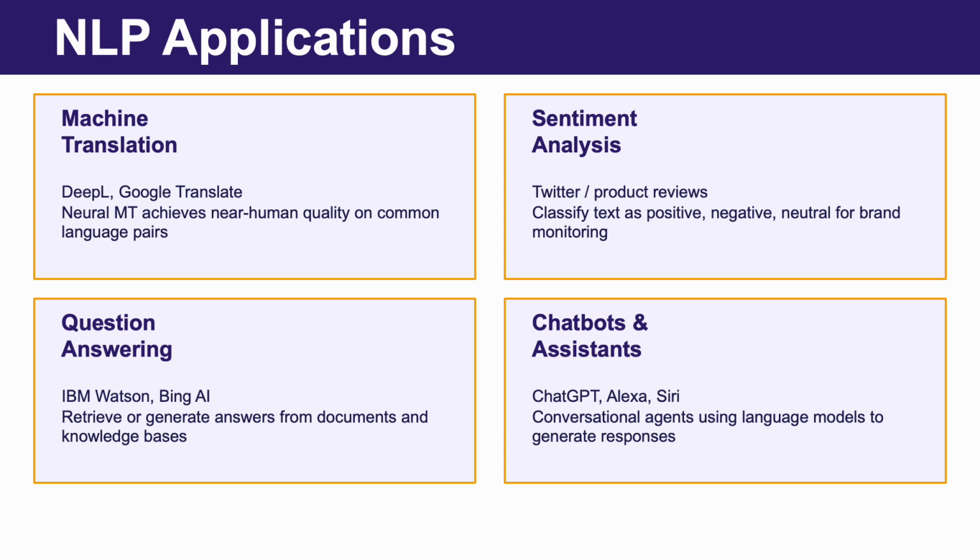A retail company launches a new product and uses sentiment analysis to monitor Twitter, or X, in real time. Within hours of launch, the system detects a spike in negative sentiment about the product's battery life. The company's team is alerted automatically and can respond before the issue becomes a major public relations problem. Without NLP, this would require dozens of people reading thousands of tweets manually. So: machine translation, sentiment analysis, question answering, chatbots, and assistants. The examples are given on the screen.